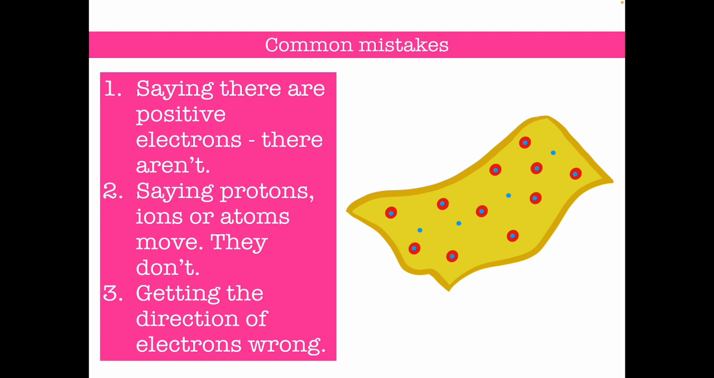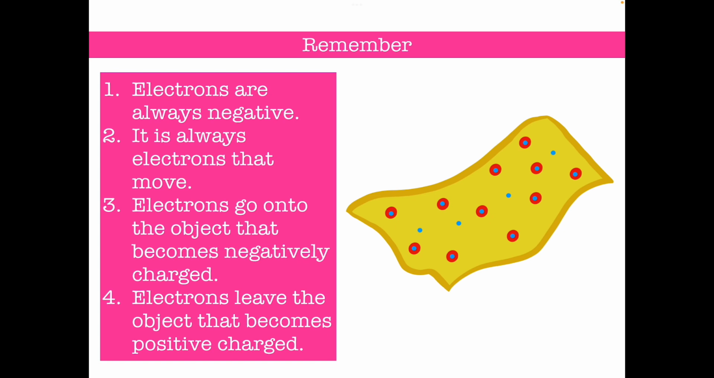So, in summary, things that you should be saying. Always point out that electrons are negative. Always talk about electrons moving and nothing else. It is electrons that go onto the object that becomes negatively charged, and it is always electrons that leave the object that is positively charged. Nothing gains a positive charge by gaining positive charges. They always lose the negative charges. They lose the electrons, so there's nothing to balance the positive charge left.